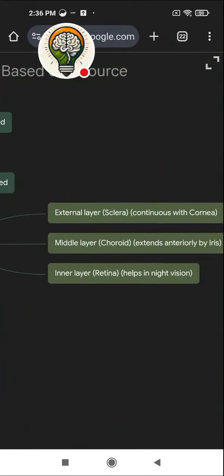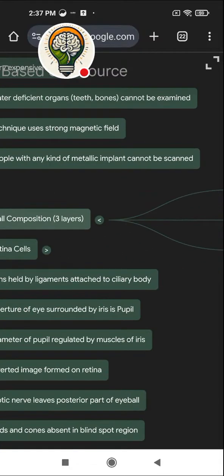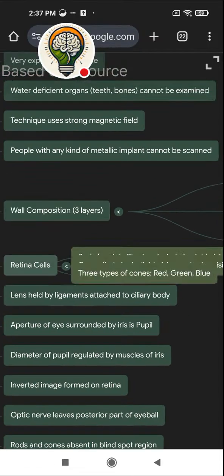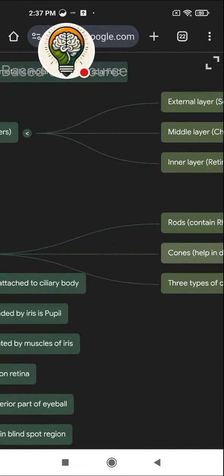The external layer is the sclera, continuous with the cornea, the middle layer is the choroid, extended anteriorly by the iris, and the inner layer is the retina, which helps in night vision. Then the retina cells: rod cells contain rhodopsin and help in night vision. Cone cells help in day vision and color vision, and there are three types of cones: red, green, and blue.